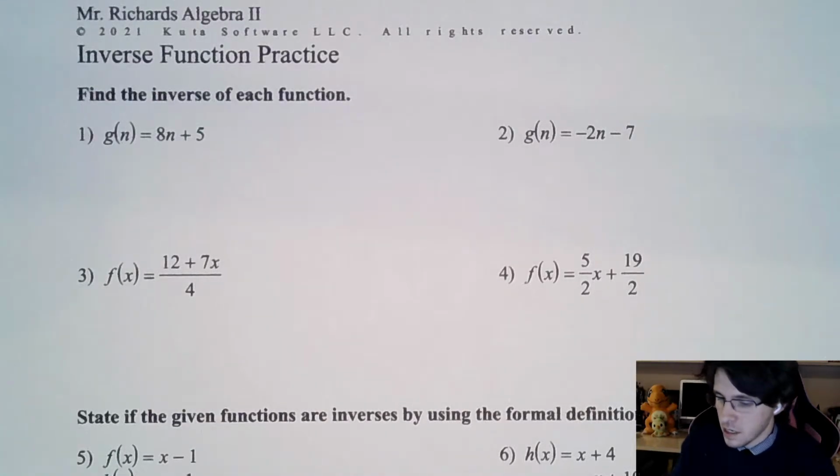Hey, what up, guys? Let's go over this quick little inverse function practice. It's going to be due this Sunday. So it says find the inverse of each function.